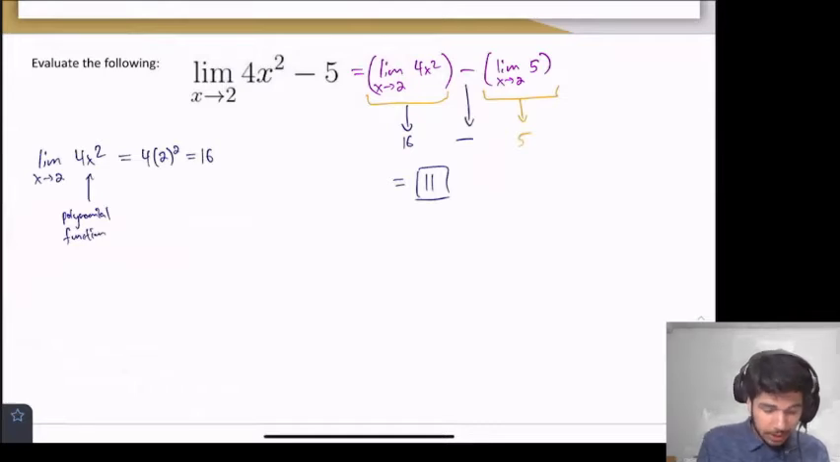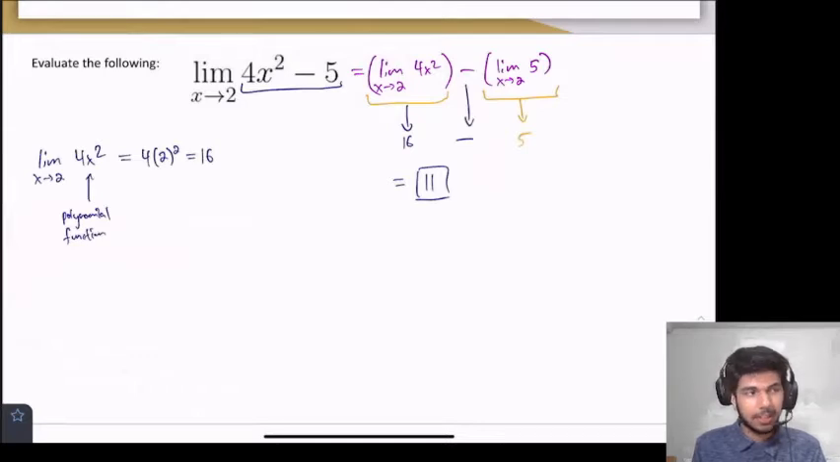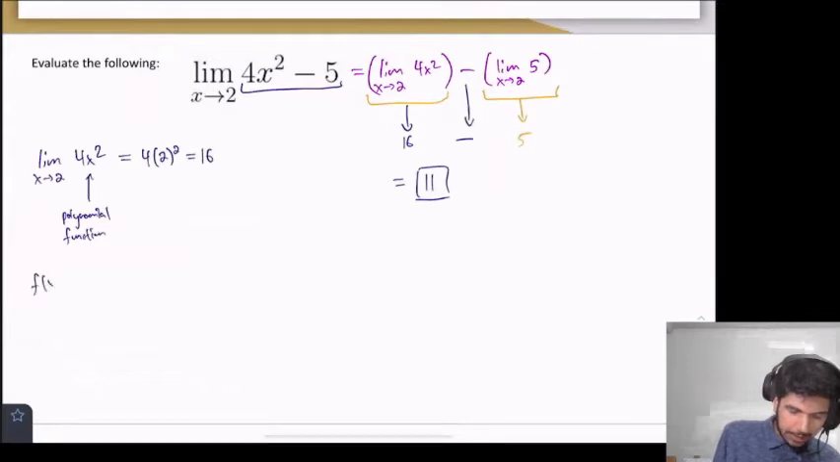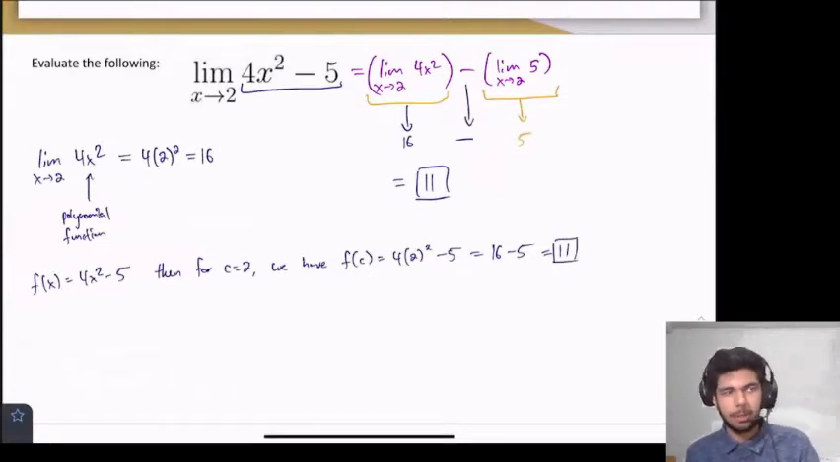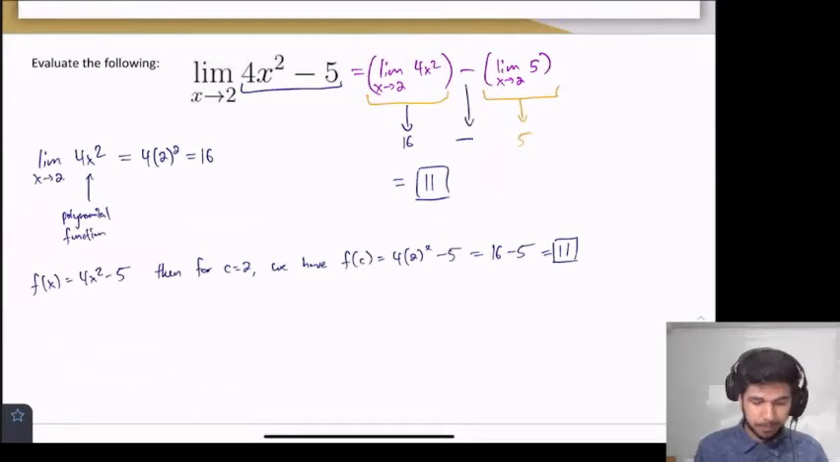Alternatively, you could have noticed that 4x squared minus 5 is also a polynomial function. So we could plug 2 in, and if f of x equals 4x squared minus 5, then for c equals 2, we have f of c equals 4 times 2 squared minus 5, which is equal to 16 minus 5 equals 11. So that's sort of a shortcut instead of breaking it apart into two limits. But I like the first way of doing it because you get to use some of the properties of limits.